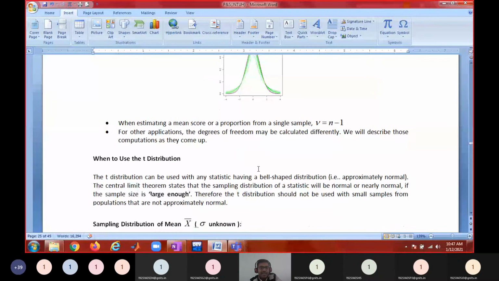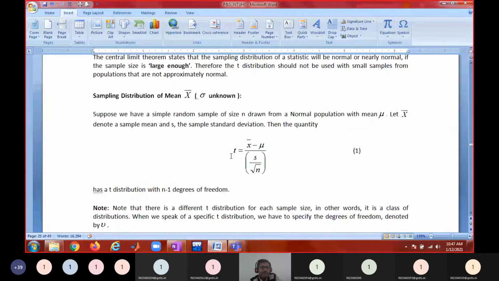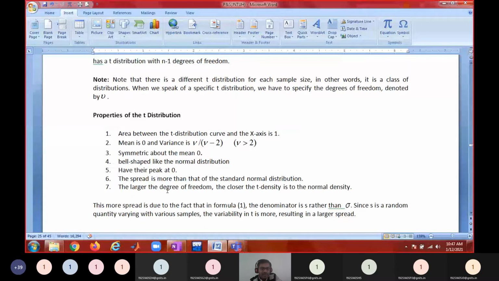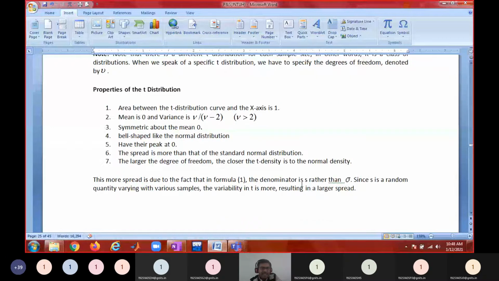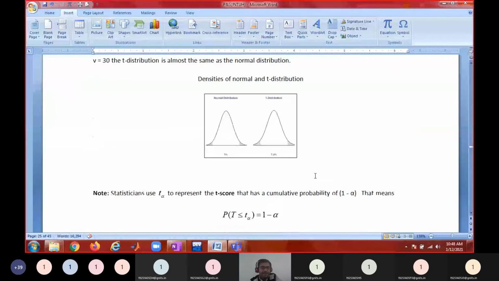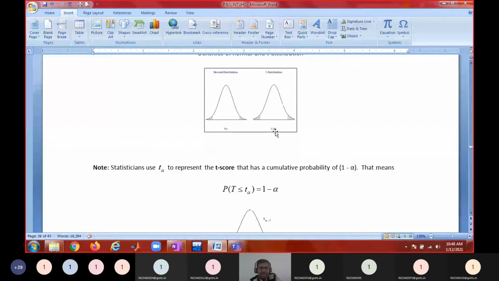The total area is going to be 1. It is a bell shaped curve, and the spread is more than that of the normal distribution. The larger the degree of freedom, the closer the t density is to the normal distribution. So you can see the comparison between the normal distribution and the t distribution. The spread is 7.4% here. Here the spread is 5%.